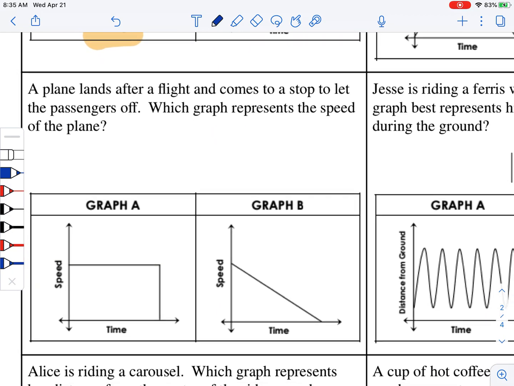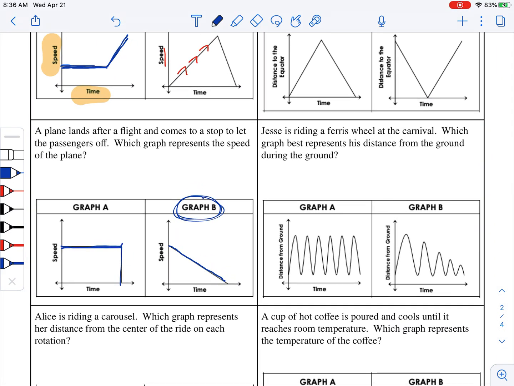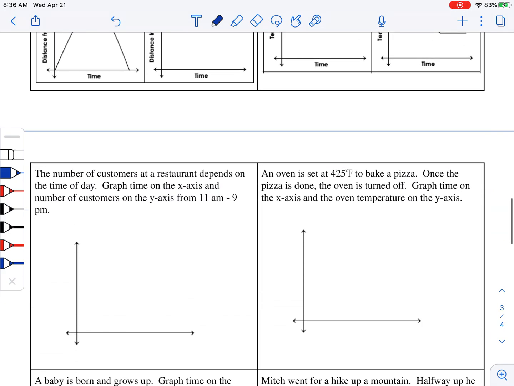A plane lands after a flight and comes to a stop to let the passengers off. Which graph represents the speed of the plane? Okay, so does the plane slow down gradually over time? Or does the plane fly at a constant speed and stop all of a sudden? Okay, now it's going to be graph B because a plane gradually decreases its speed as it's landing and comes to a stop. A plane doesn't fly at a consistent speed and all of a sudden just stop in midair and land. Okay, that's not how it works. Maybe a helicopter. All right, so I want you to go through each of these and see if you can match up the correct graph to the situation.